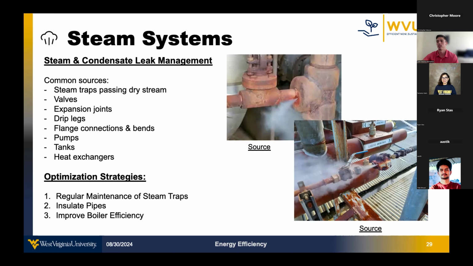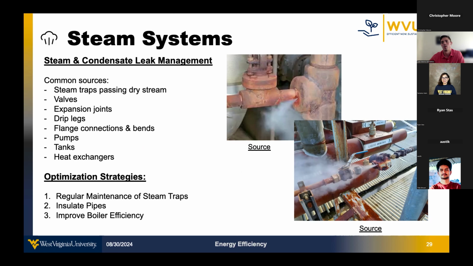Okay, so steam systems also deal with a lot of leaks, and condensate systems are a major source of energy loss. So identifying leaks in condensate systems is critical. Here are some of the common sources where these leaks typically occur. Steam traps passing live steam. When steam traps fail, they can allow live steam to escape instead of returning condensate to the boiler. This will lead to significant energy losses.